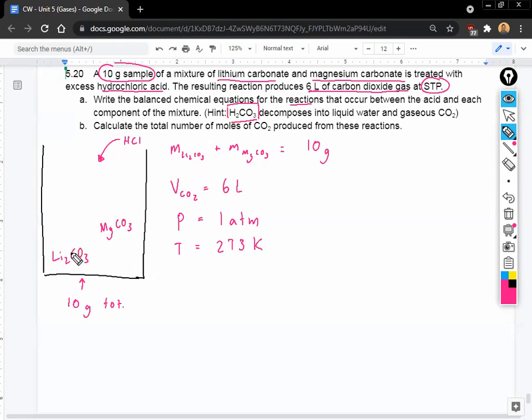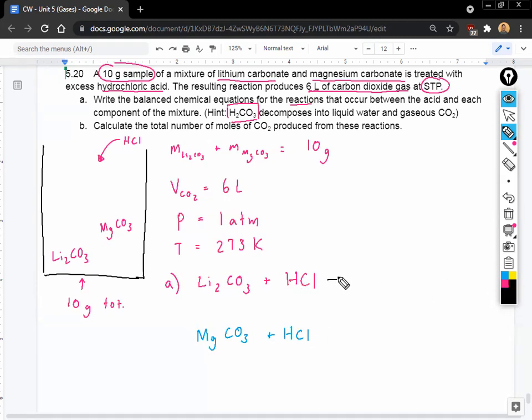So if you guys notice, there are two different compounds in here, right? So I'm going to do part A. The first compound is lithium carbonate. The second compound is magnesium carbonate. And it's reacting with HCl. So we're going to add HCl to both. It's asking you to write the balanced chemical equations for both.